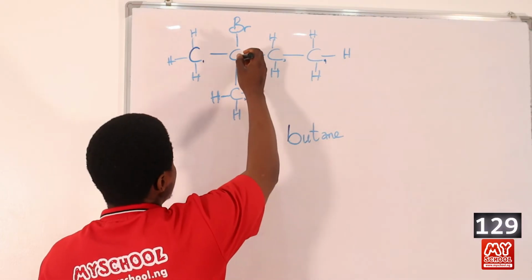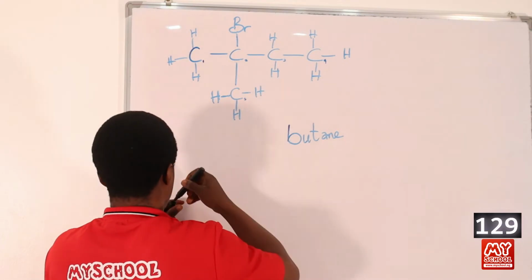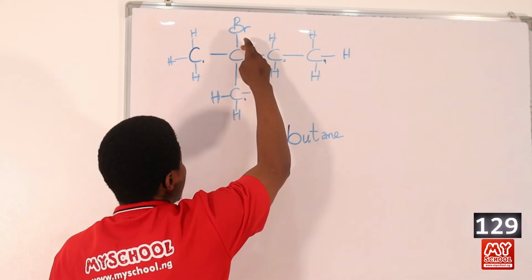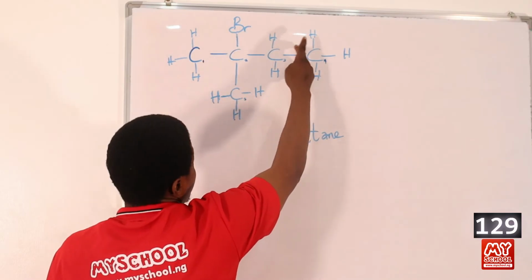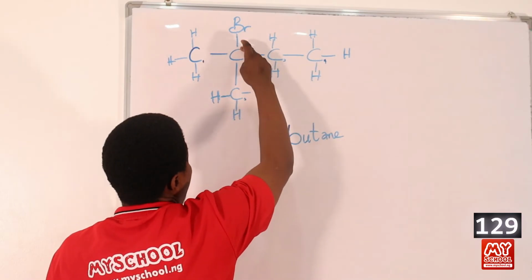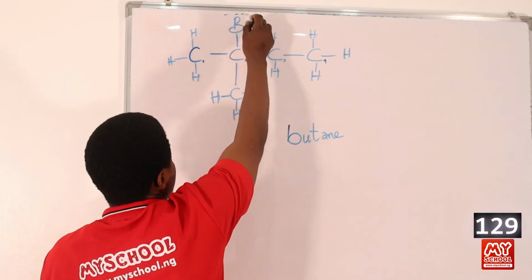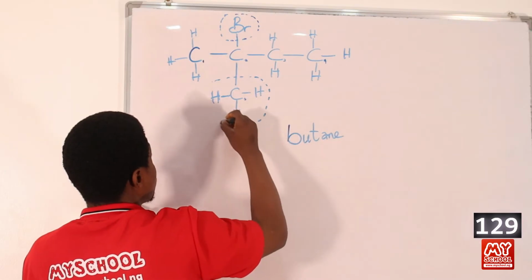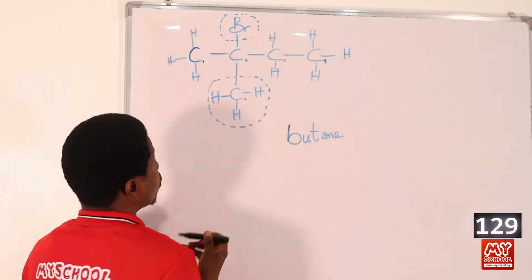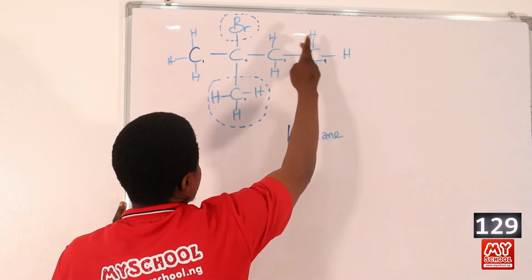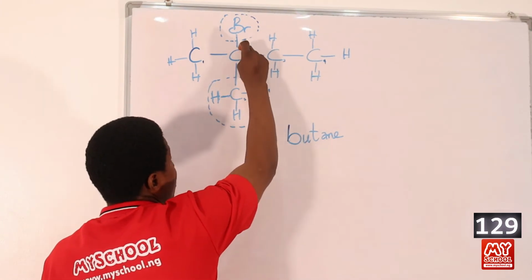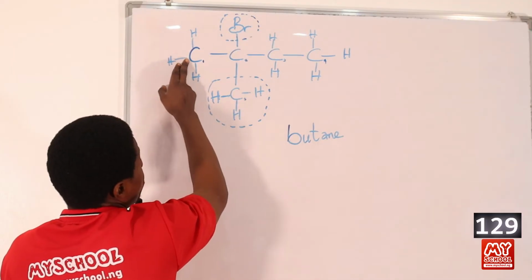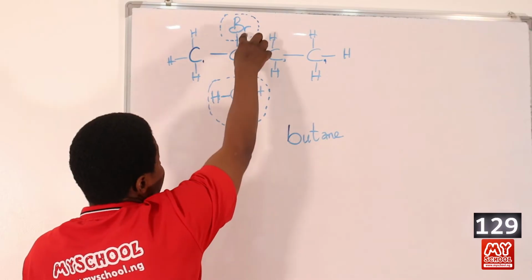Of course, we could also decide to number from here, carbon 1, carbon 2, carbon 3, and carbon 4. But if you take it from this point, we have 1, 2, 3. On carbon 3, that's where we have the substituents, this and this. These are the 2 functional groups that are attached to this carbon. If we take from here, carbon 1, carbon 2, carbon 3, this will be carbon 3. So on carbon 3, that's where we have the 2 functional groups.